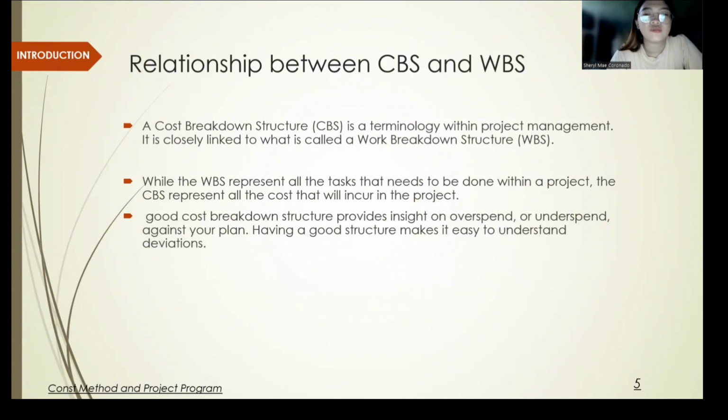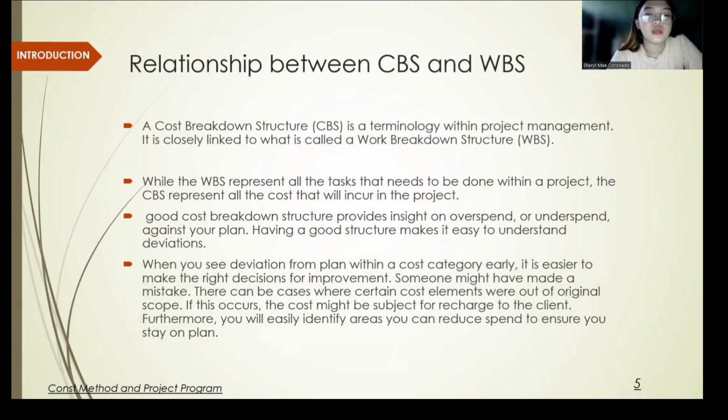A good cost breakdown structure provides insight on overspend or underspend against your plan. Having a good structure makes it easy to understand deviations. When you see deviation from your plan within a cost category early, it is easier to make the right decisions for improvement. Someone might have made a mistake. There can be cases where certain cost elements were out of original scope. If this occurs, the cost might be subject for a charge to the client. Furthermore, you will easily identify areas where you can reduce spend to ensure you stay on plan.